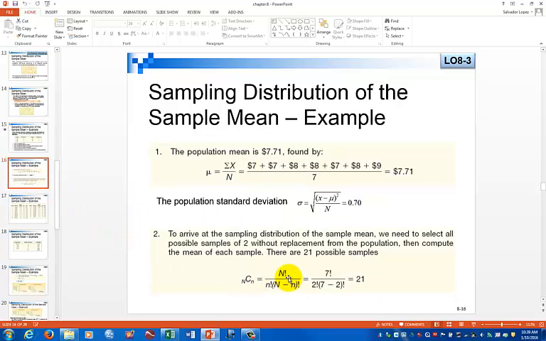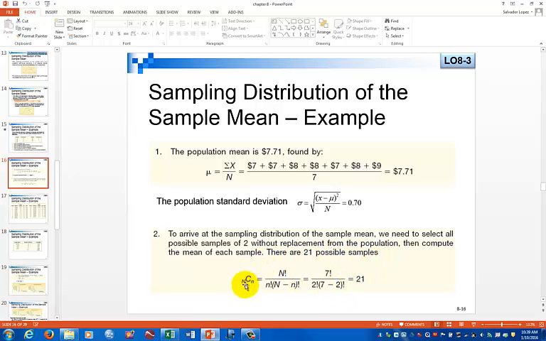Now the next question is, what is the sampling distribution of the sample mean for samples of size 2? Notice in this case, we can actually obtain all possible samples of a specific size. In this case it will be 2. To arrive at the sampling distribution of the sample mean, we need to select all possible samples of size 2 without replacement from the population. In other words, we take 2, and then another 2, another 2. We don't take 2 and then put them back into the population. Then compute the mean of each sample. And there are 21 possible samples.